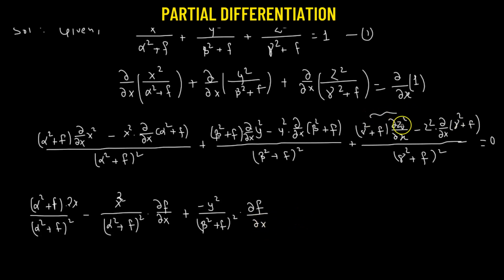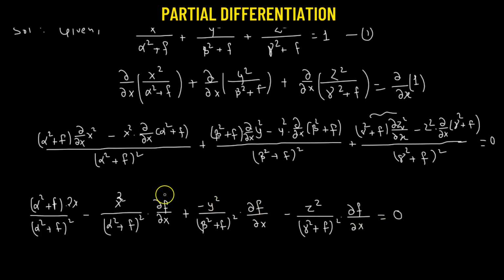Similarly, this term will go to 0 because z squared will be a constant whenever taking its partial derivative with respect to x. So we are now left with negative z squared divided by gamma squared plus f whole squared, multiplied by the partial derivative of gamma squared plus f, which will be simply partial of f with respect to x. So this is equal to 0.